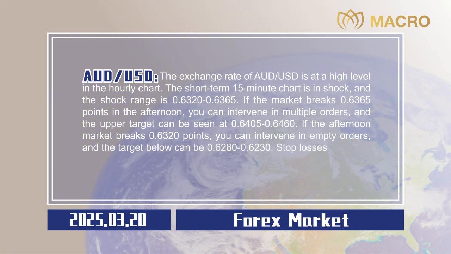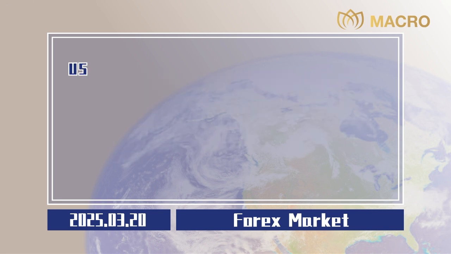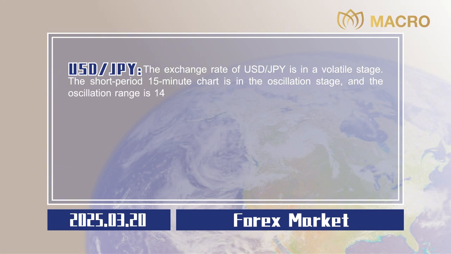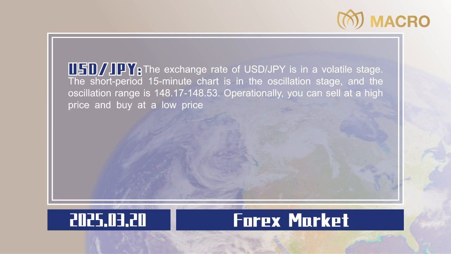Stop losses are all 20 points, 0.0020. US dollar to Japanese yen. The exchange rate of US dollar to Japanese yen is in a volatile stage. The short period 15-minute chart is in the oscillation stage, and the oscillation range is 148.17 to 148.53. Operationally, you can sell at a high price and buy at a low price in this range.